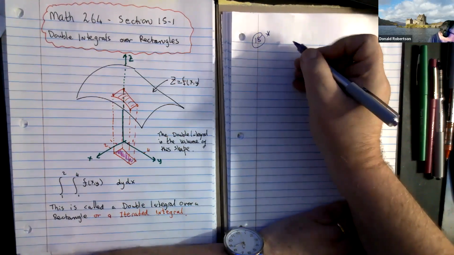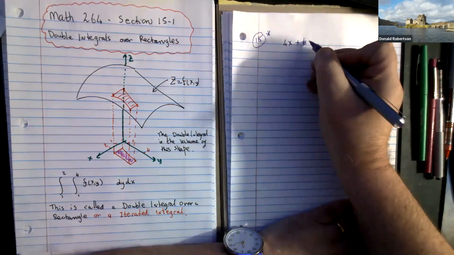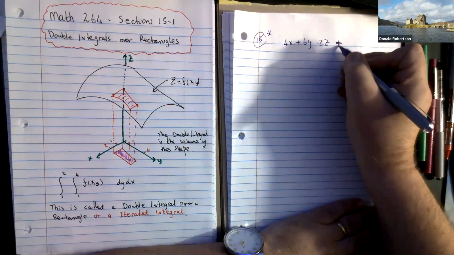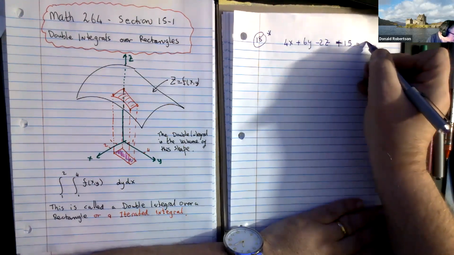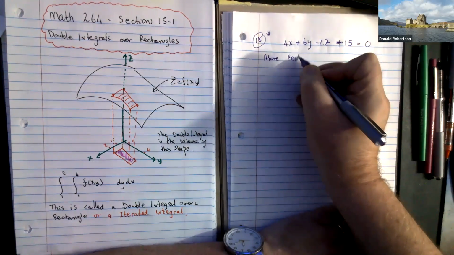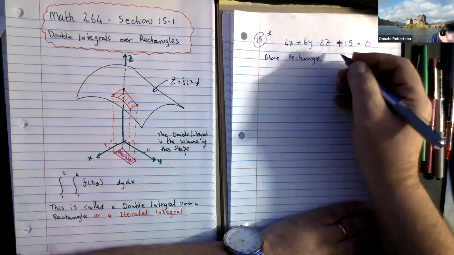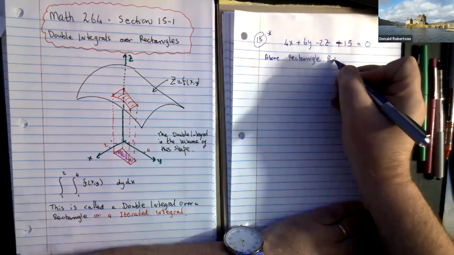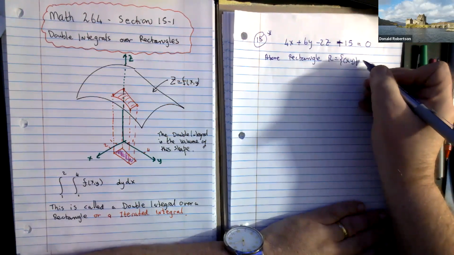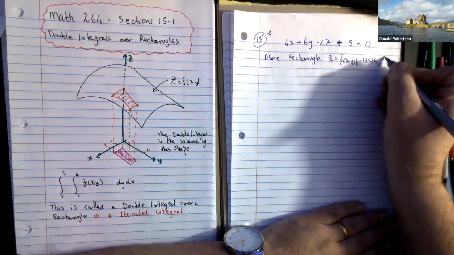Find the volume of a solid that lies under the plane 4x plus 6y take away 2z, almost forgot it, plus 15 equals 0. And it's to be above the rectangle. And the rectangle is given as x is between -1 and 4, and y is between -1 and 1.